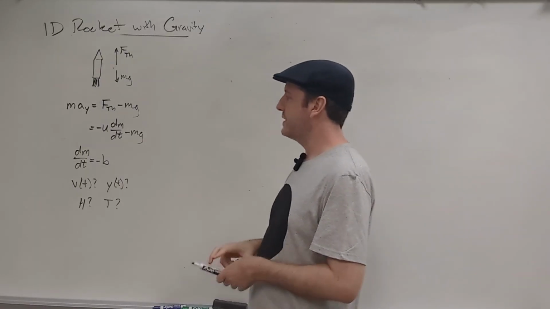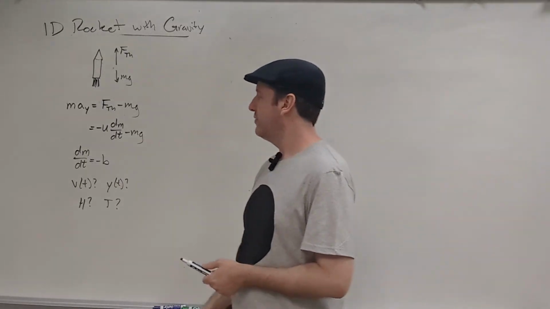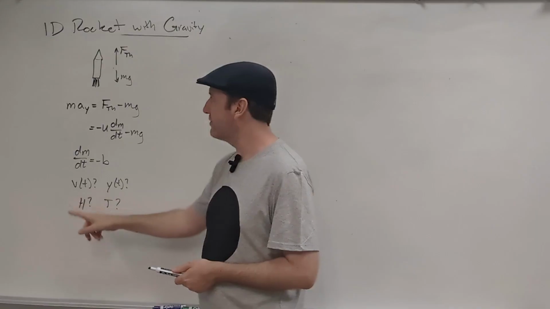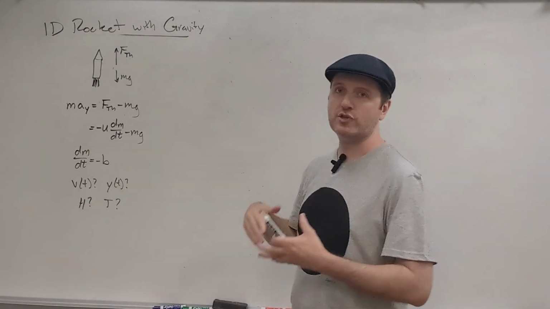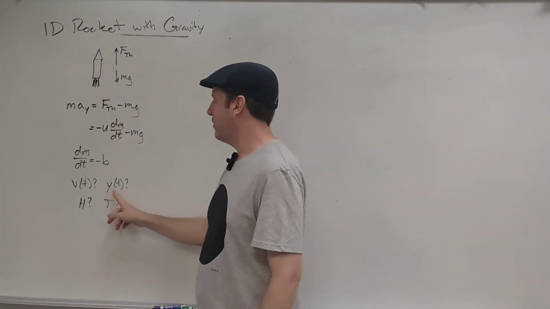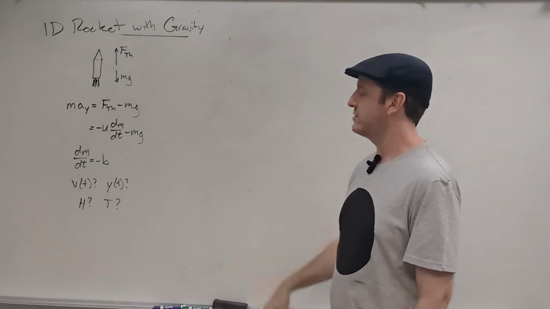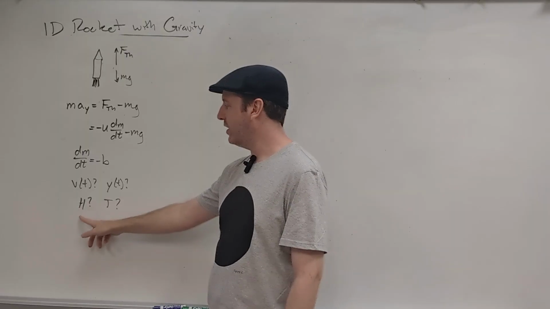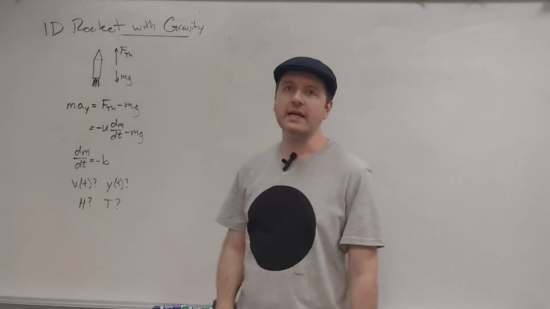Okay, so our goals here are fourfold. We got a lot to do. First, I want to find what is the speed of the rocket as a function of time, assuming it launches from rest on the ground. I also want to know what is its position, its height as a function of time, how high does it go, and how long is it in the air?